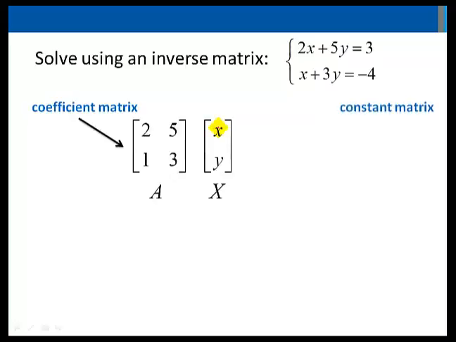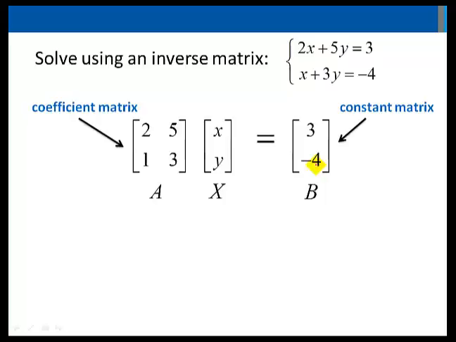So next we look for the constant matrix. The constants are the numbers to the right of the equal sign. Our constant matrix will be the 2 by 1 matrix containing the numbers of 3 and negative 4. We will name it B. Notice that AX is equal to B here.